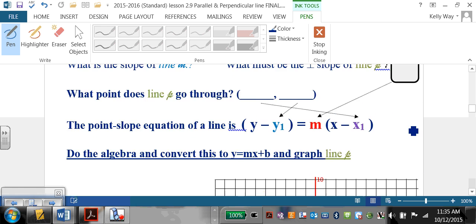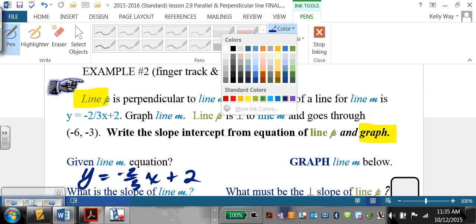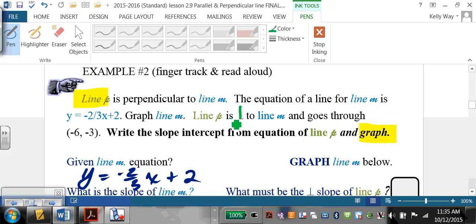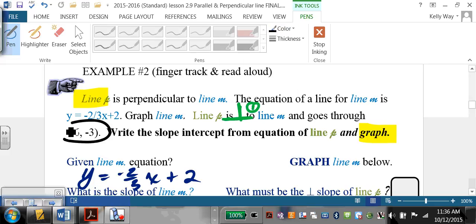Now, our line P has two qualities. Very, very carefully. Quality number 1, line P is what to M? Okay, guys, what is it out loud? Okay, below number 1 there, that's quality number 1. It's perpendicular. Quality number 2, it goes through what point?